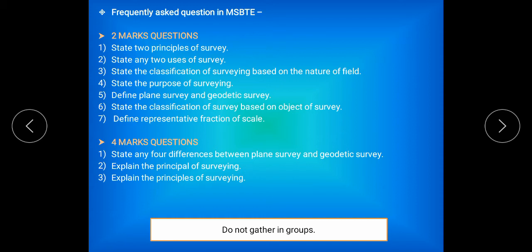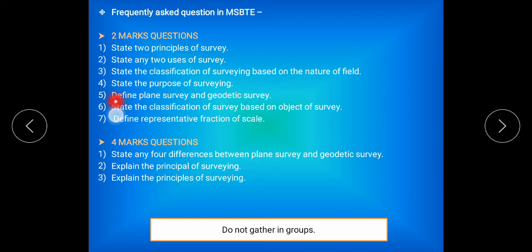Then the second question: state any 2 uses of surveying. What are the uses of surveying? The third question is: state the classification of survey based on the nature of field, means land surveying, marine surveying, astronomical surveying. Then the fourth question: state the purpose of surveying. The fifth: definition of plane surveying and geodetic surveying.